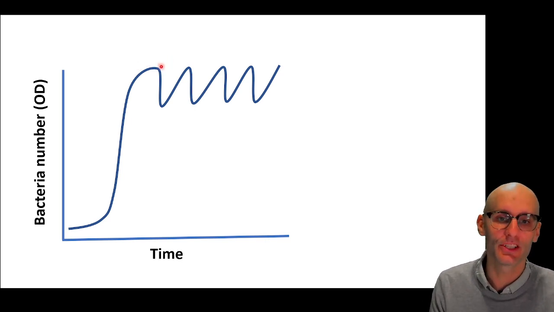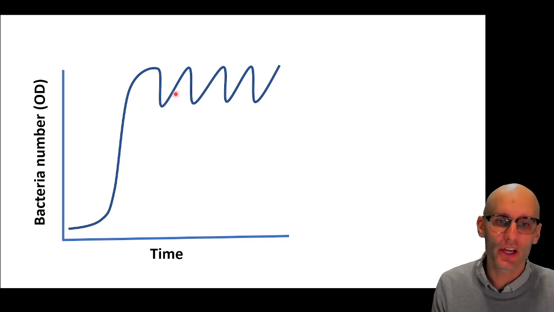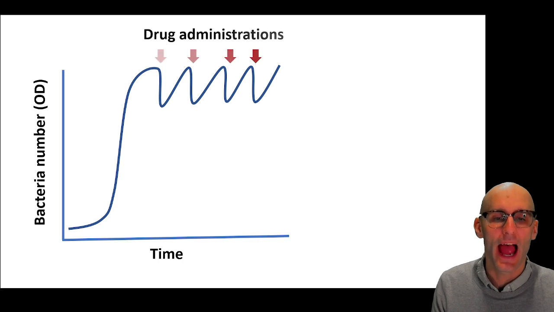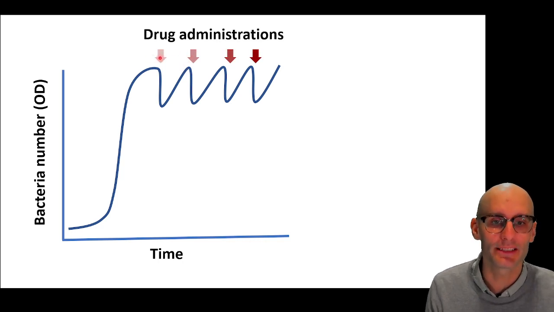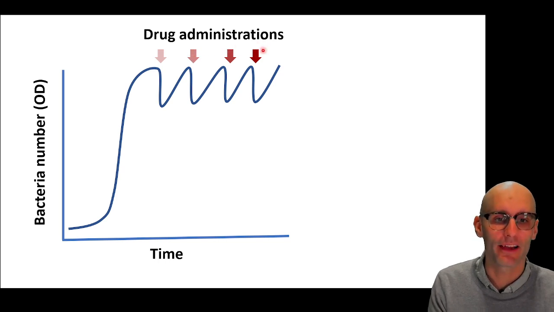And then you're going to add your antibiotics, and that's going to kill a lot of the bacteria off. And then they're going to grow. And then you're going to add a higher concentration. So here we can see you start off with a low concentration of your drug, and then you get higher and higher and higher.